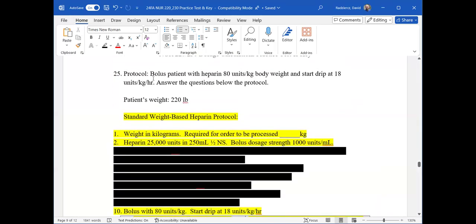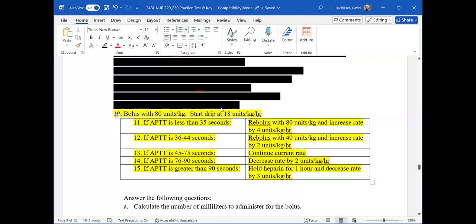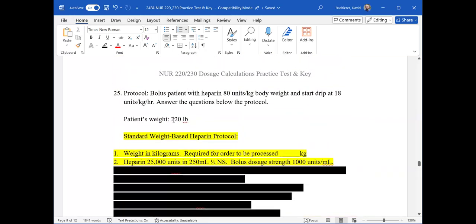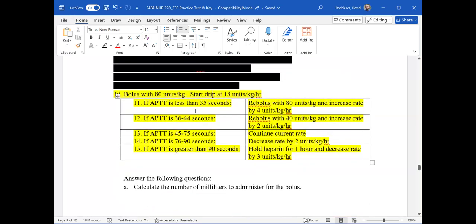So it starts off by telling you the protocol to bolus the patient with heparin 80 units per kilogram body weight, and to start a drip at 18 units per kilogram per hour. And then it tells you right here in step 10 of the protocol, it's the same thing. Bolus with 80 units per kilogram, start a drip at 18 units per kilogram per hour. It just tells you what to do, okay? Then it tells you that the patient's weight is 220 pounds, and it tells you to answer the questions below the protocol. So this whole thing that I've highlighted in yellow is what we consider the heparin protocol.